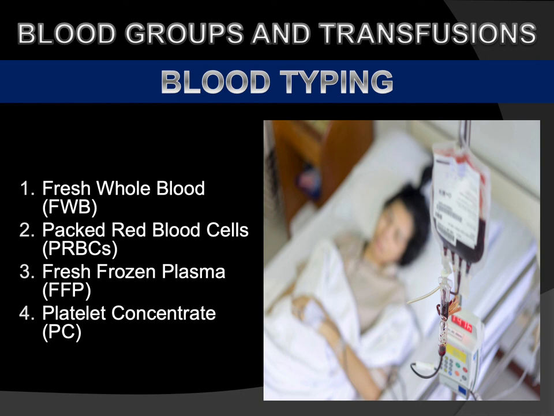In order to double-check compatibility also, cross-matching is also done. That's very important. Cross-matching involves testing for agglutination of donor RBCs by the recipient's serum and of the recipient's RBCs by the donor serum. So, blood typing and cross-matching are done prior to giving the blood via the blood transfusions. That's the end of our topic on blood.